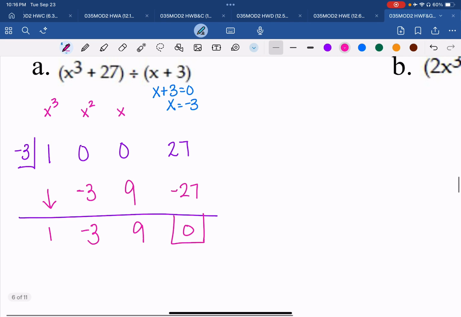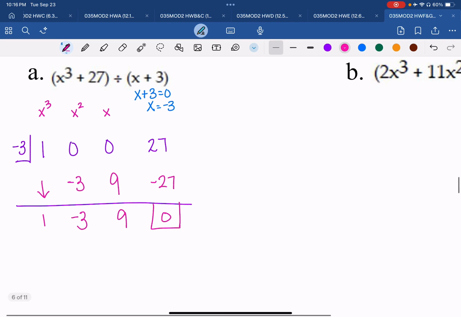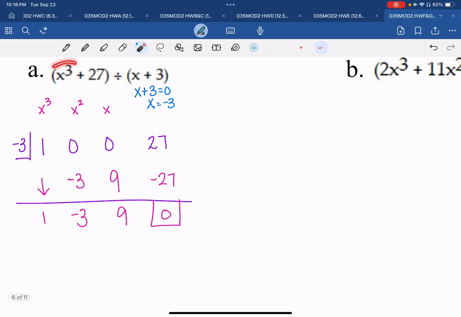Now remember, they drop by 1 exponent. So if I started with x cubed, this is going to be x squared. So 1x squared minus 3x plus 9.